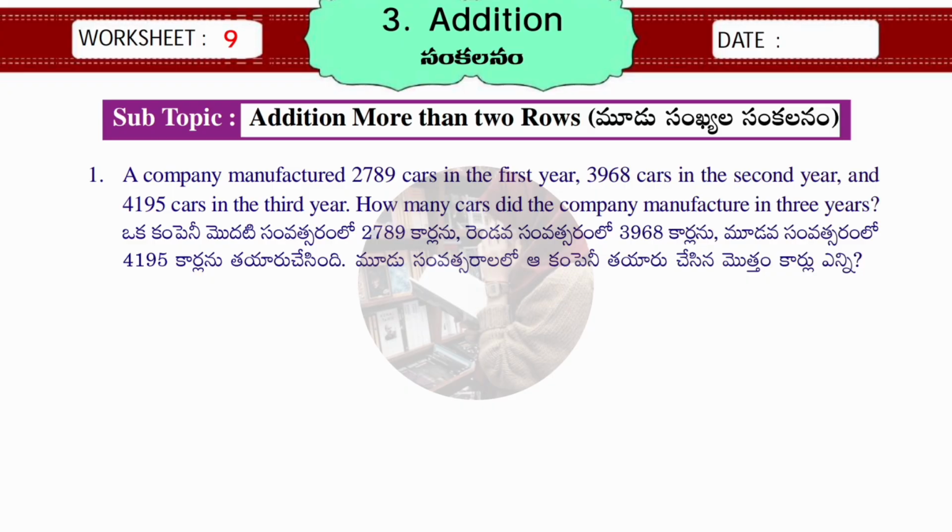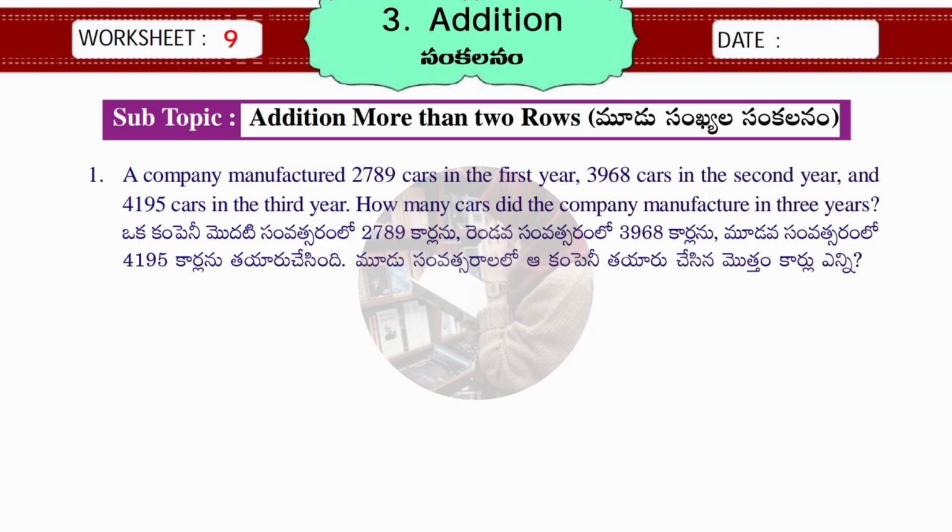Here the concept is addition of more than 2 rows. Okay guys, more than 2 rows means they will give you 3 rows, 4 rows or more than that also. So this is what more than 2 rows addition means. Let's see here. The question is, a company manufactured 2,789 cars in the first year, 3,968 cars in the second year and 4,195 cars in the third year. How many cars did the company manufacture in 3 years?